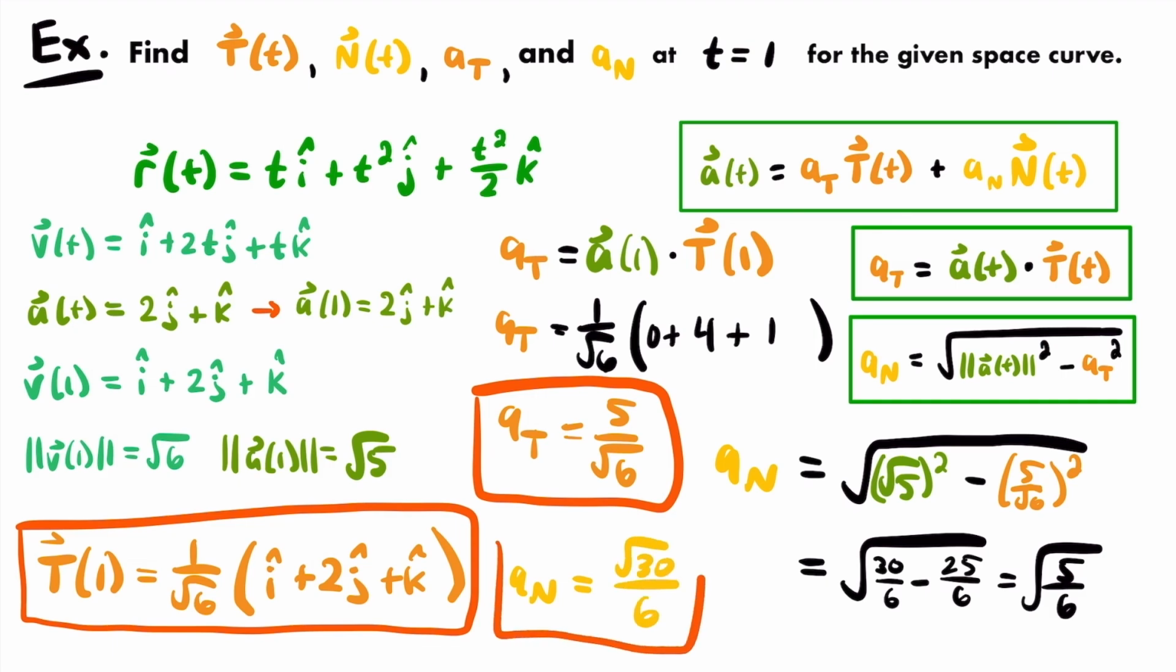That is the normal component of acceleration at t equals 1 for this position vector. That's what the square root of 5/6 simplifies to if you rationalize it. Now, we only have one thing left to find, and that is the unit normal vector, which we will find using this equation right here.